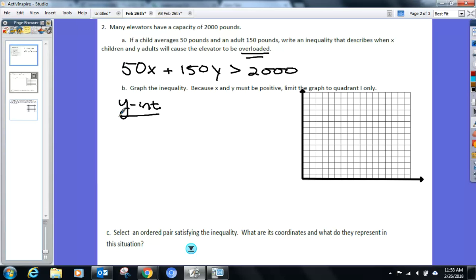Here's how. Every single coordinate on here, the x-coordinate, ready? What's the x-coordinate there? 0. So what am I telling you? Everywhere you see an x, plug in a 0. So 50 times 0 plus 150y equals 2,000. I'm putting equals because I want to know what the y is. So go ahead and solve.